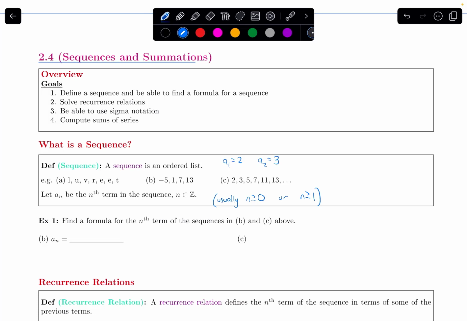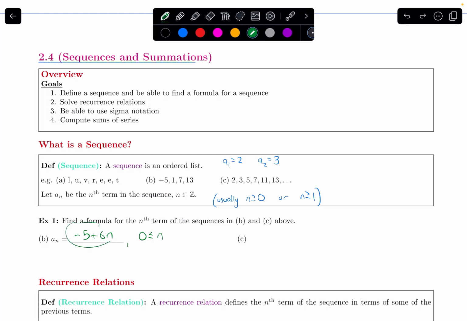So let's do an example where we find a formula for the nth term in sequences B and C from above. In B, I notice that to get from one term to the next, we keep adding 6. So in the formula, I'll put a plus 6n. And maybe instead of starting my subscripts at 1, maybe I'll try starting my subscripts at 0. So I'll say n is greater than or equal to 0. And if I plug that into this, I get 0 currently. But to get the first term, I would need to have a negative 5 in the front here. Okay, and now it checks out and it matches these terms.